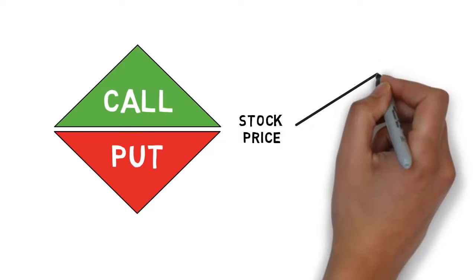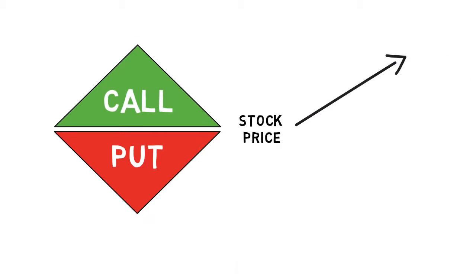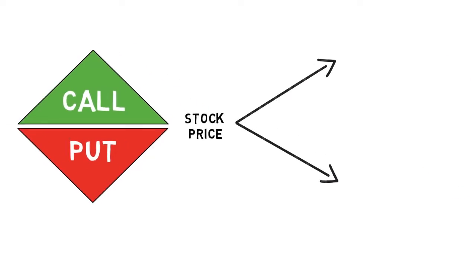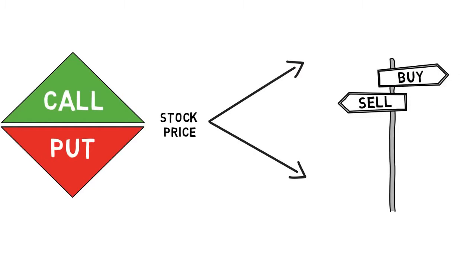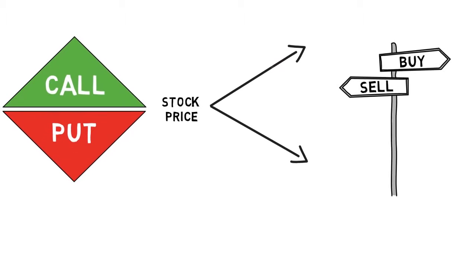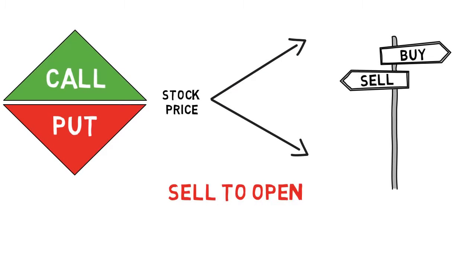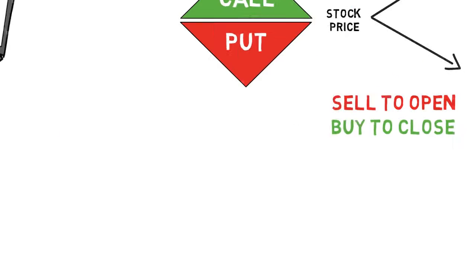If you buy a call, you want the stock to go up. If you buy a put, you want the stock to go down. Now, since there are two sides to every market, you can also do the opposite, where you would sell the option as an opening trade and hopefully buy it back at a lower price as a closing trade. This will make more sense in a second.